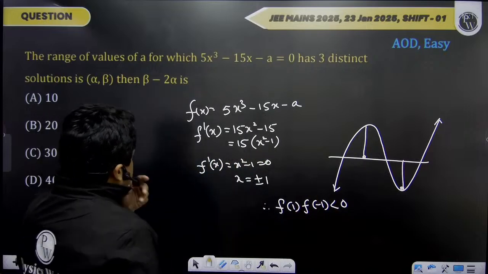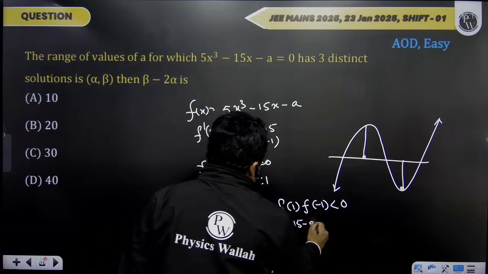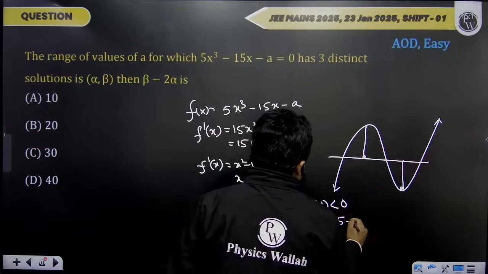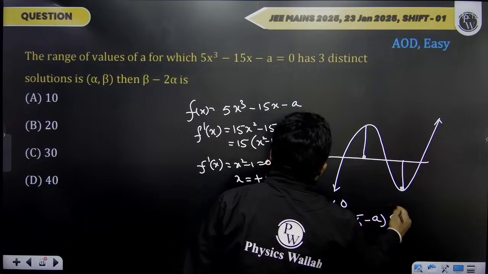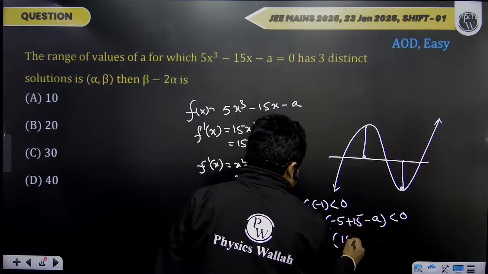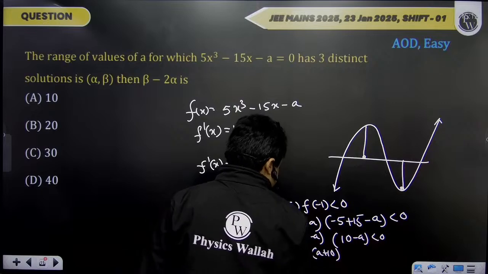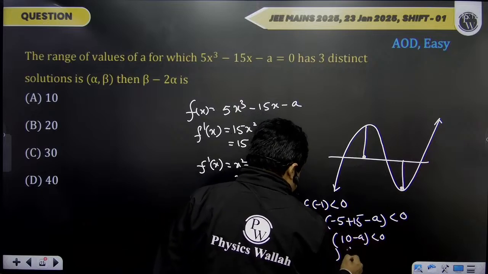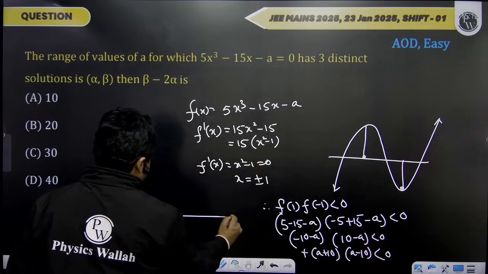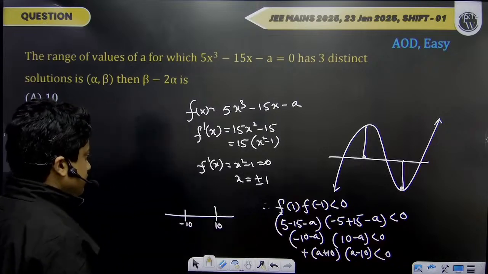And what is f of 1? F of 1 is 5 minus 15 minus a, into f of minus 1 will be equal to what? Minus 5 plus 15 minus a, is less than 0. So which is same as minus 10 minus a into 10 minus a is less than 0. So minus of a plus 10 into, I can take another minus, a minus 10, this will be plus, less than 0, right? So a range is coming from minus 10 to plus 10, right?